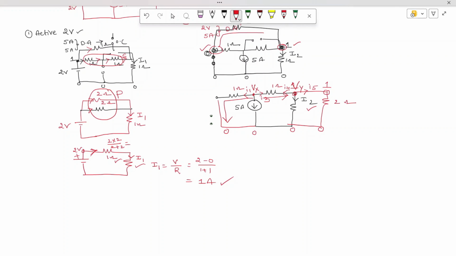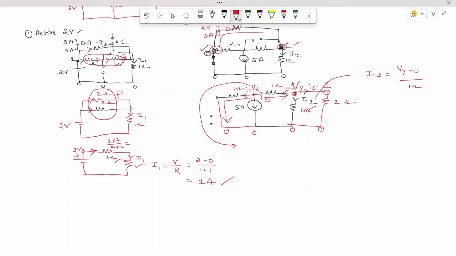Now see here, to solve this problem, we actually need to find out I2. Okay, so I2 is equal to how much? Vy minus 0. Okay, so how to write down I2? Vy minus 0 divided by the value of this resistor, which is 1 ohm. It's nothing but 1 ohm. Okay, now let us try to observe.